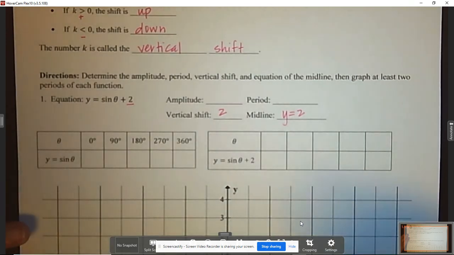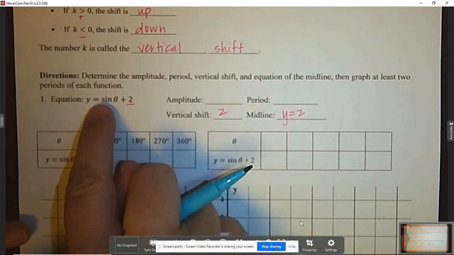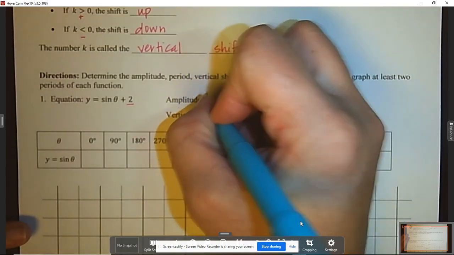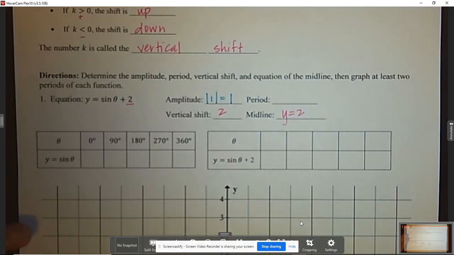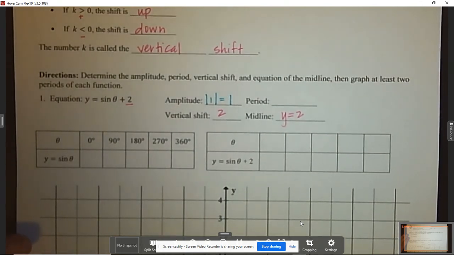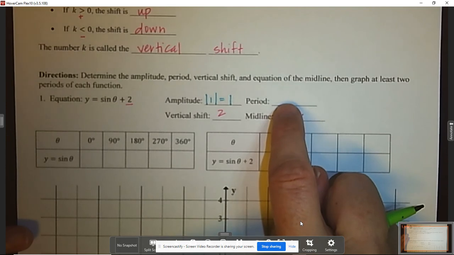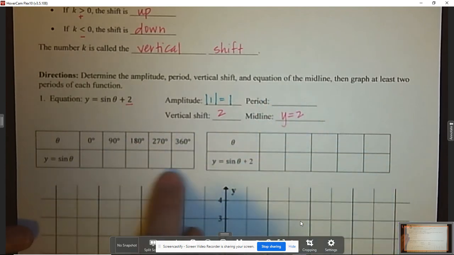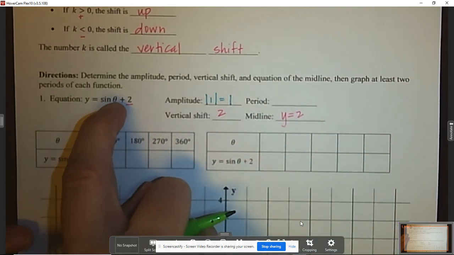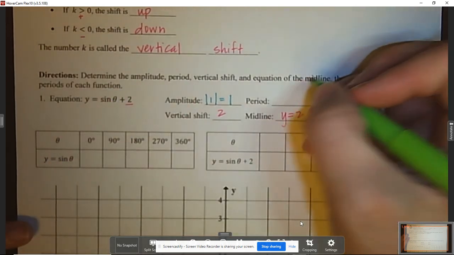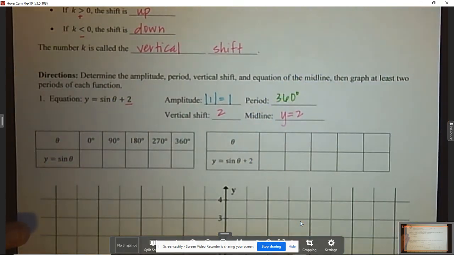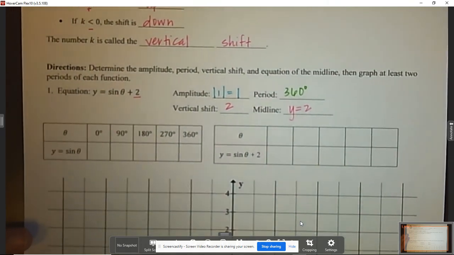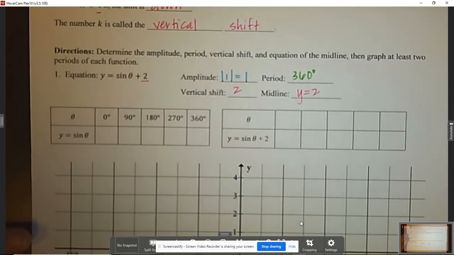Now, the number out here is 1, like we said, so the amplitude is always the absolute value of your a value, or 1 in this case. And then to find the period, as you learned in the previous lesson, you take 360 degrees, which is the normal period for sine, and you divide it by the b value. Okay, well, since my b value is 1, my period is just 360 degrees. It doesn't change.